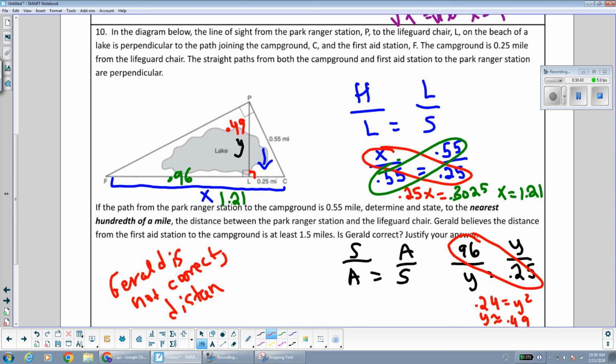So I'm going to put here, Gerald is not correct. Distance is 1.21, which is less than 1.5. So although there was an easier way to find the altitude, I like the way I did it because that way I found everything I needed for the next part of the question, and I practiced using HILLS and SAS.